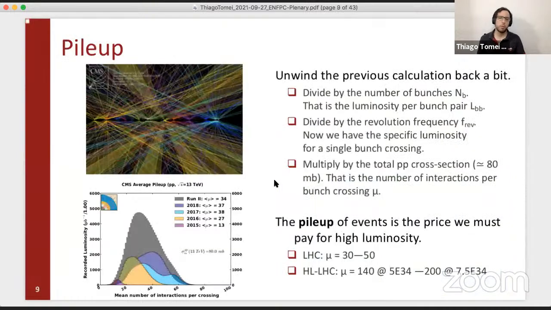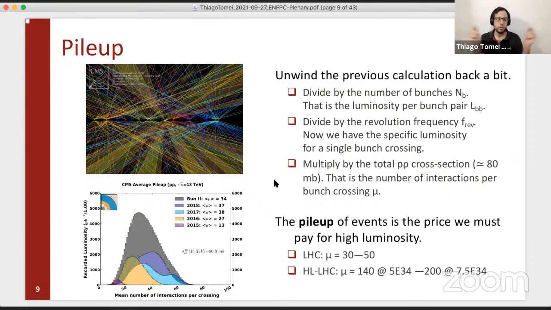Now, if we unpeel this calculation back a little bit, we divide by the number of bunches, we get the luminosity per bunch pair. If we again divide by the revolution frequency, we'll have the specific luminosity for one single bunch crossing. Of course, it's a stochastic process. Every single bunch crossing may give a larger or smaller instantaneous luminosity. If we now multiply this by the total pp cross-section, which is more or less 80 millibarns, but let's not get hung up on this number, we come to the total number of interactions per bunch crossing.